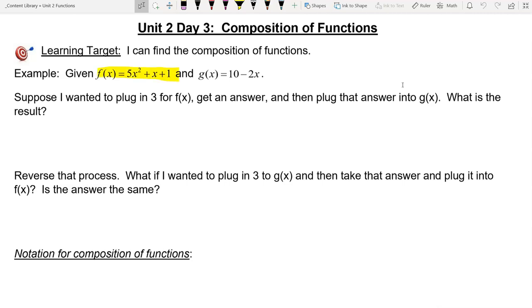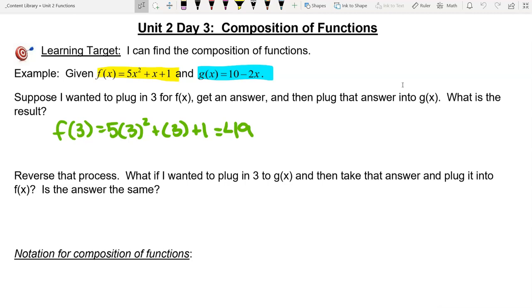We're going to do an intro and then we'll do the actual problems, but this is the process behind it. Suppose you want to plug in 3 for f of x. You take 3 and you plug it in for f of x. So it would look like this: 5 parentheses 3 squared plus 3 plus 1, right? You get a number, so 9 times 5, 45 plus 3, 48, 49. Yep, that was my little mental math there.